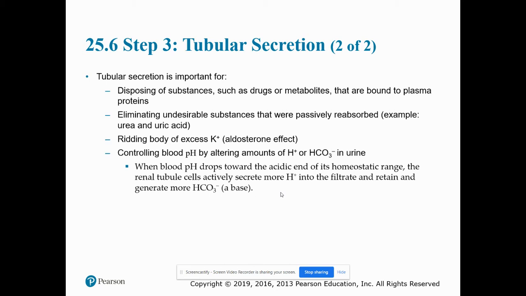This is also going to be important for eliminating undesirable substances that were passively reabsorbed, like urea and uric acid, getting rid of excess potassium, and then controlling blood pH by altering the amounts of hydrogen or bicarbonate in the urine. So for example, when the blood pH drops towards the acidic end of the homeostatic range, the renal tubule cell will actively secrete more hydrogen into the filtrate and retain and generate more bicarbonate, and that's going to help bring the blood pH back up.